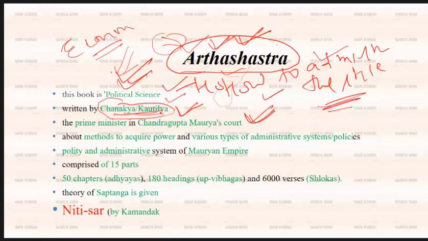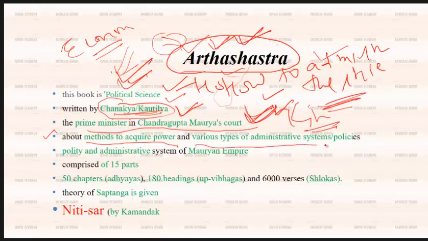His nickname was Chanakya, and Chanakya was the prime minister in Chandragupta Maurya's court. Many historians also say Chanakya was the man who made Chandragupta Maurya, and because of Chanakya, Chandragupta Maurya became the king of the Mauryan Empire. The book also describes the method of acquiring power, how the power of any state can be acquired by a particular person, and various administrative systems and policies.